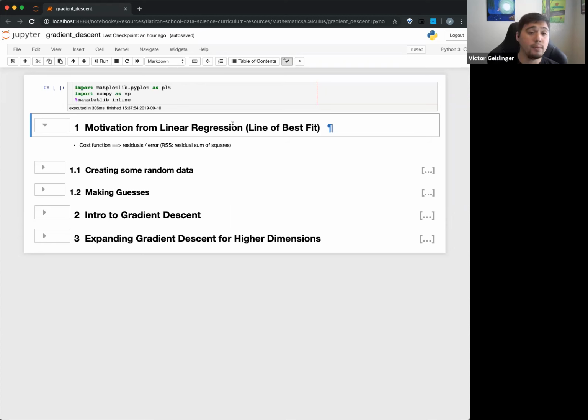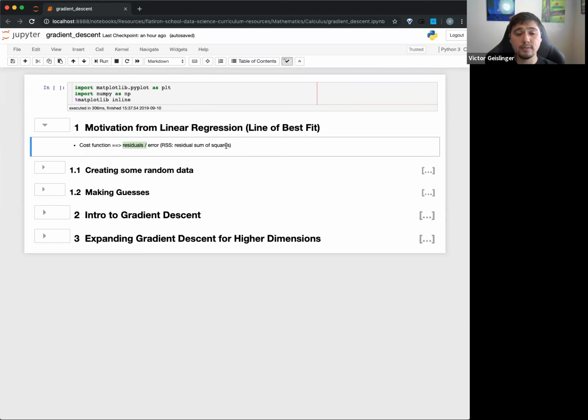So one thing we can do is say, well, what if we can describe how bad a line is? We have a bunch of data and we put in a line and we say, how bad is that line? That is something we call the cost function. For linear regression, that's essentially just the residuals or the error, so the RSS, the residual sum of squares.